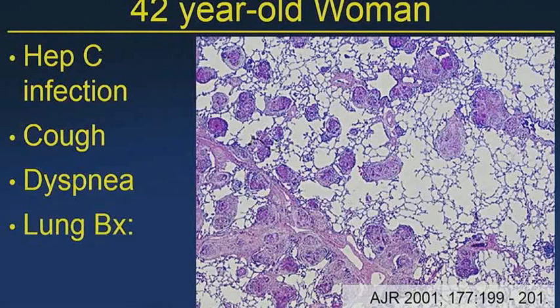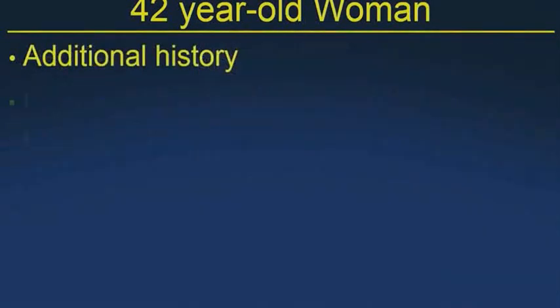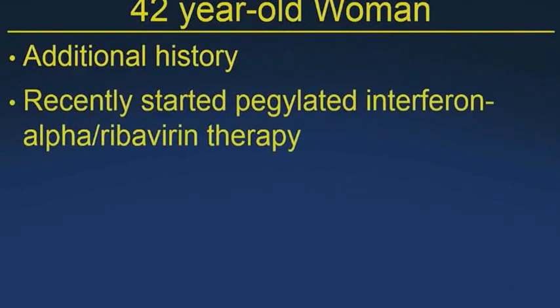So we're thinking here about the possibility of sarcoid. She underwent a lung biopsy, and you can see very nicely the non-caseating granulomata in the interstitium and arrayed along the interlobular septa, features which were diagnostic of sarcoidosis. Now, a little bit of additional history here.